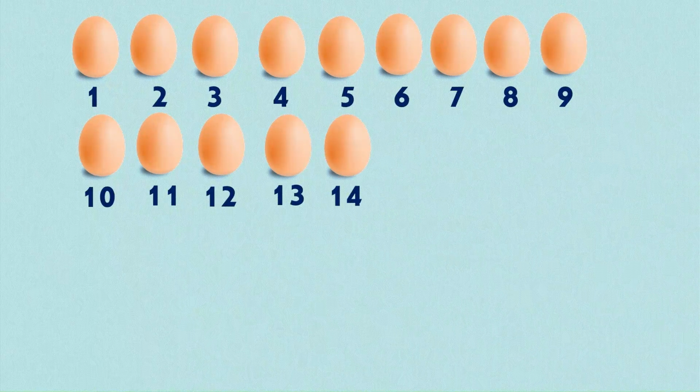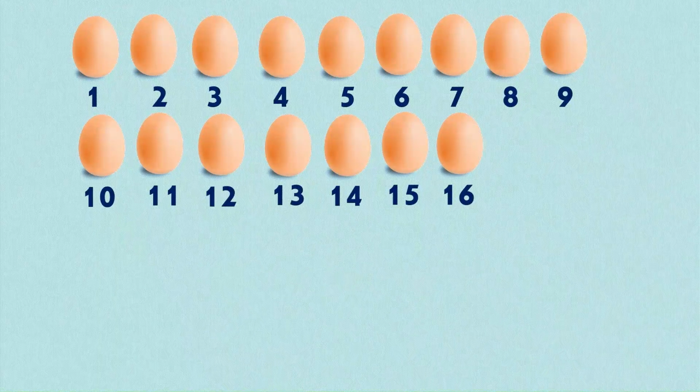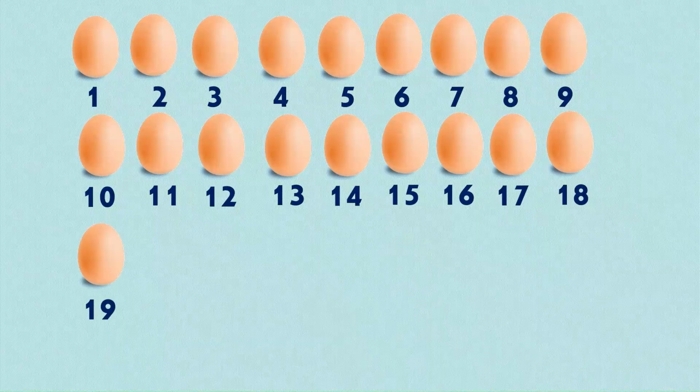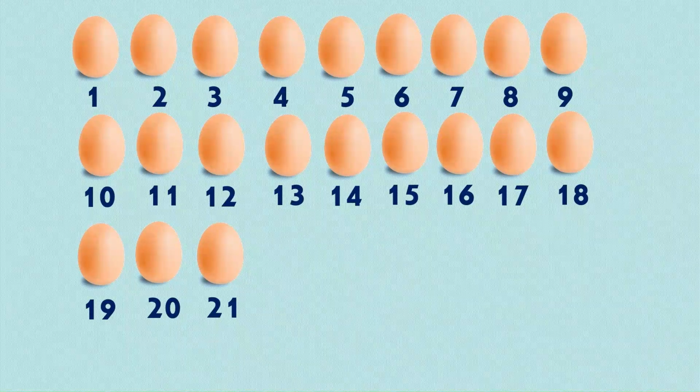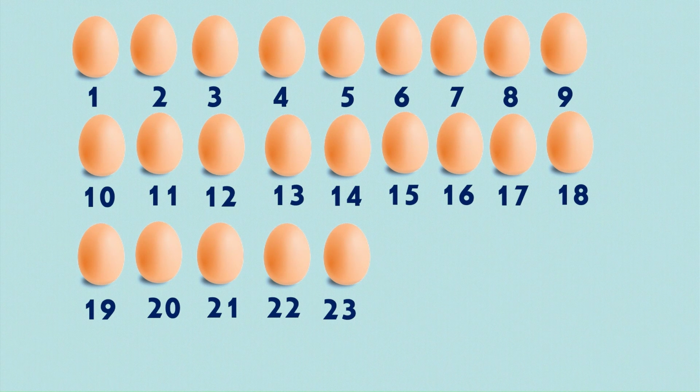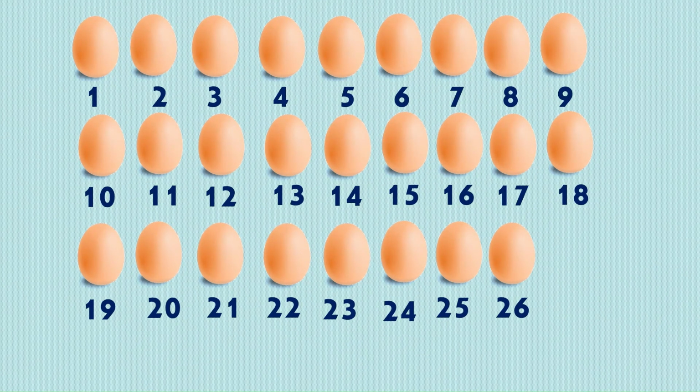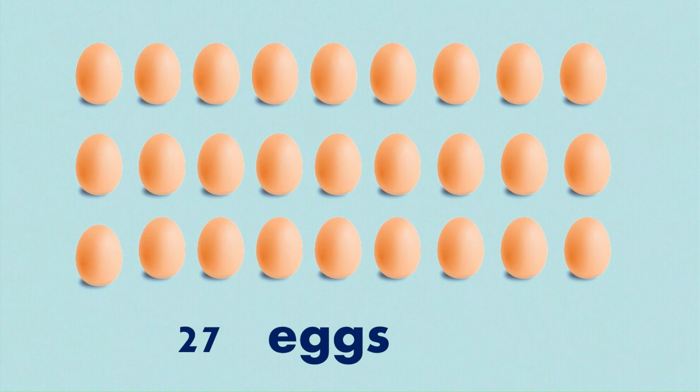0, 1, 2, 3, 4, 5, 6, 7, 8, 9, 10, 11, 12, 13, 14, 15, 16, 17, 18, 19, 20, 21, 22, 23, 24, 25, 26, 27. 27 eggs.